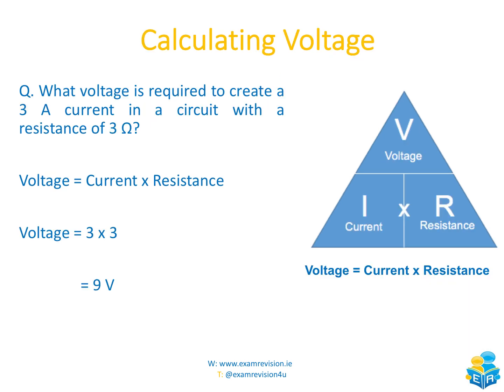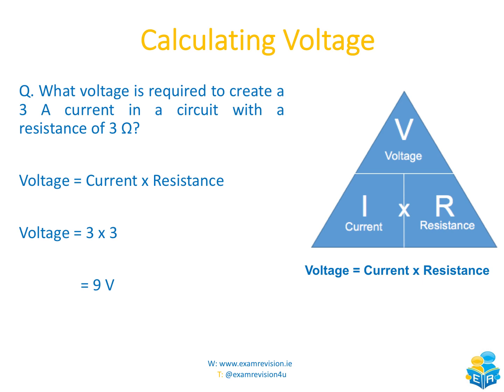Okay, so we're going to have a look at a couple of calculations then with voltage. So using the triangle over here, if we cover up voltage, we're left with current times resistance, and that's exactly what we have over here. So what voltage is required to create a 3 amp current in a circuit with a resistance of 3 ohms? So that symbol there is ohms, which we'll come back to in a couple of minutes. So voltage is equal to current by resistance.